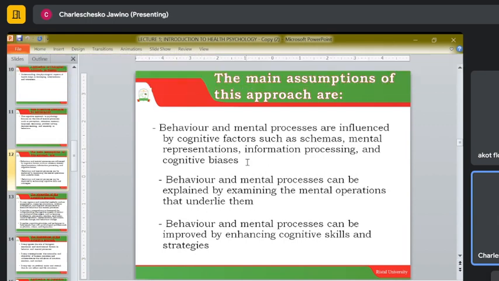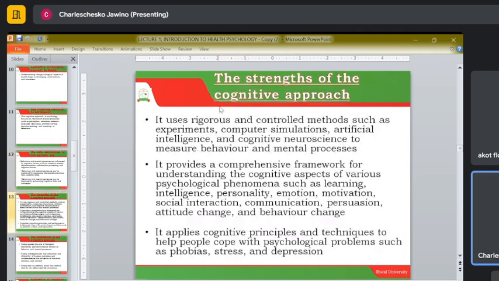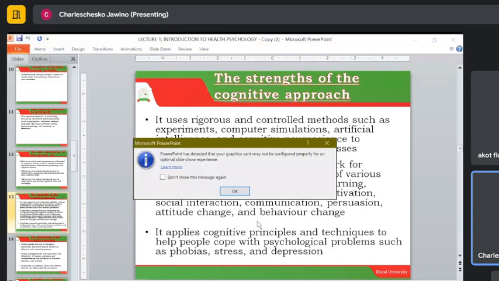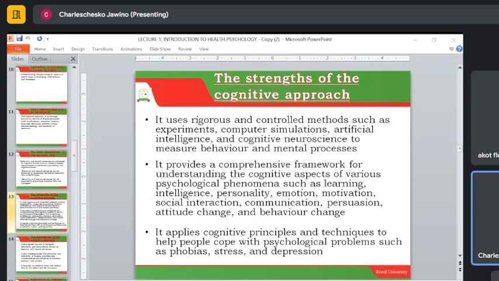When we proceed to the strengths of the cognitive approach. I guess we are on. I've tried to put it in slideshow mode. That's what I've tried to do.